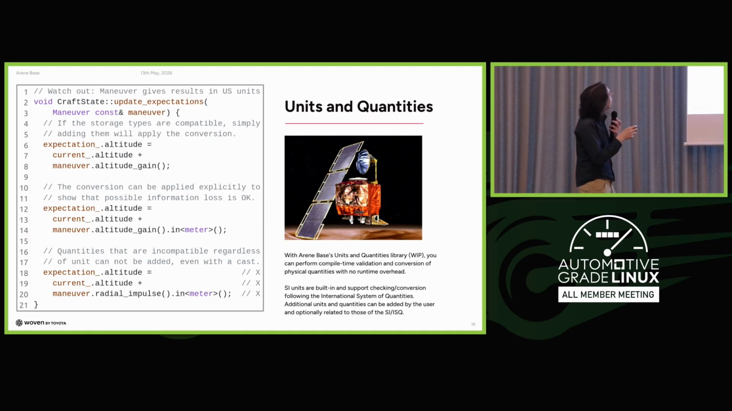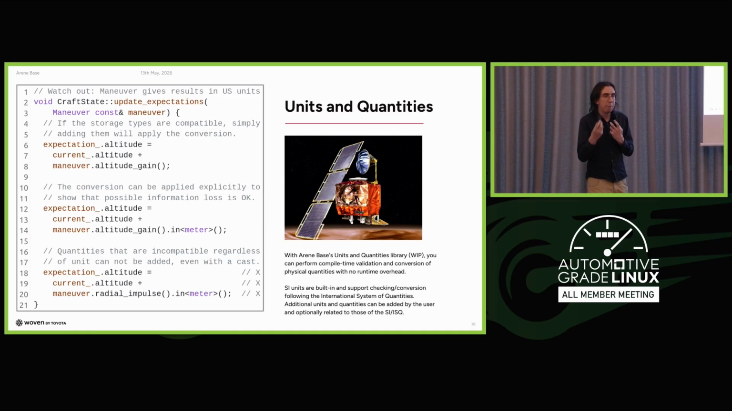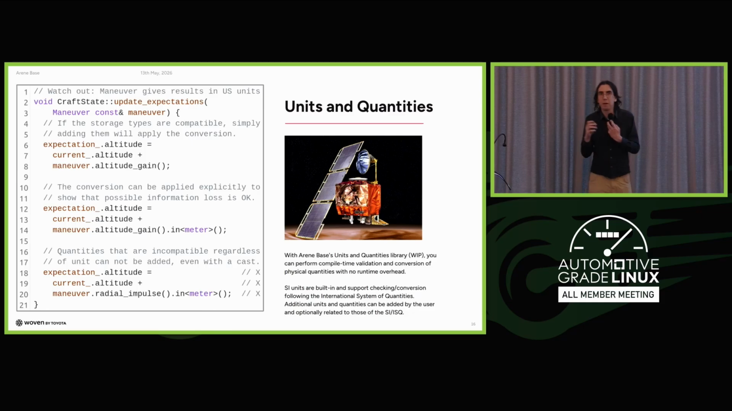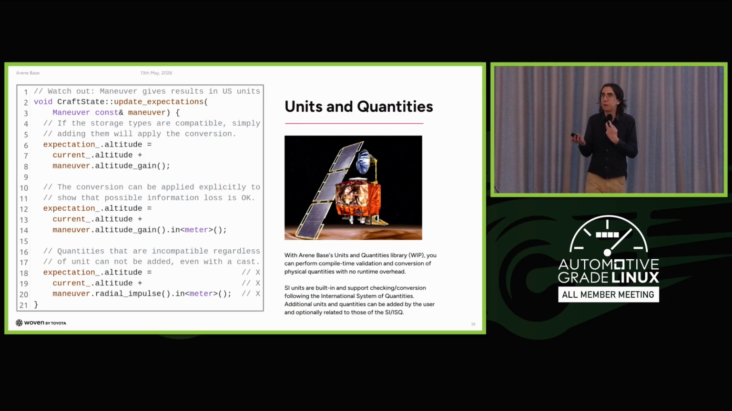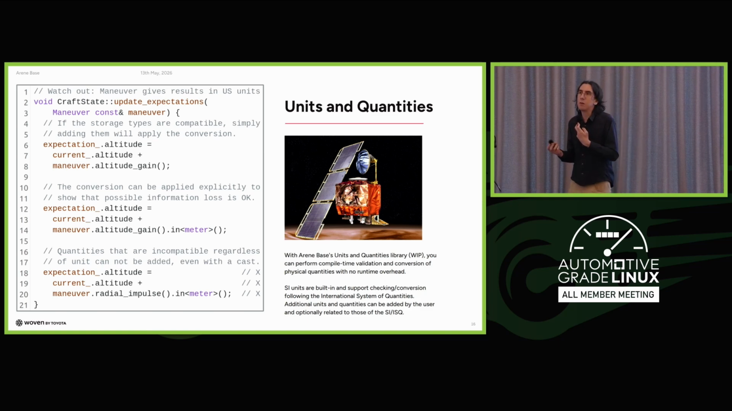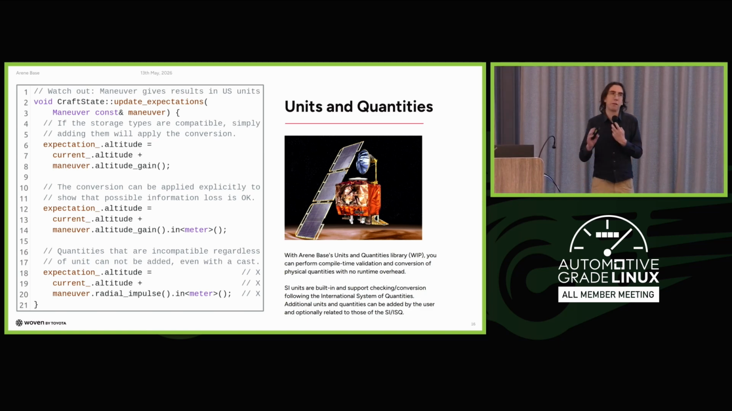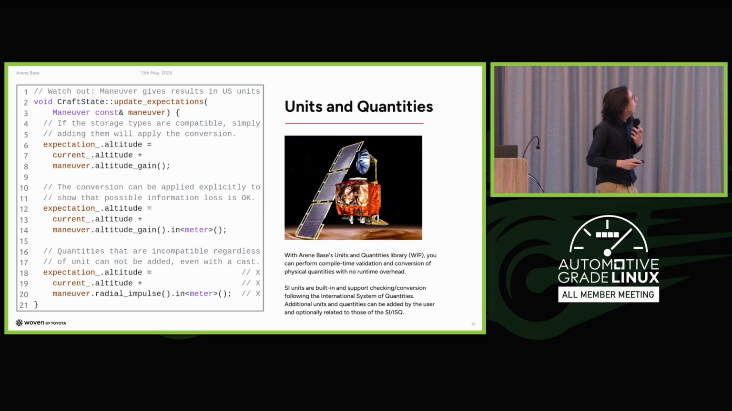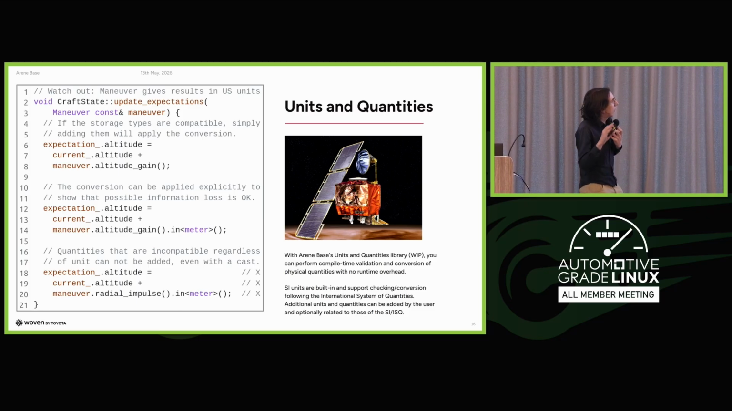However, if their underlying representation is in some type, like a fixed point type, where the information might be lost by doing the conversion, then we actually require you to write this in meters explicitly in order to say, I'm okay with the information loss, please do the conversion anyway. So that's an option as well. You can sort of push it through.